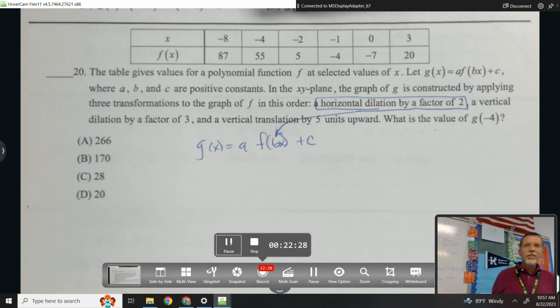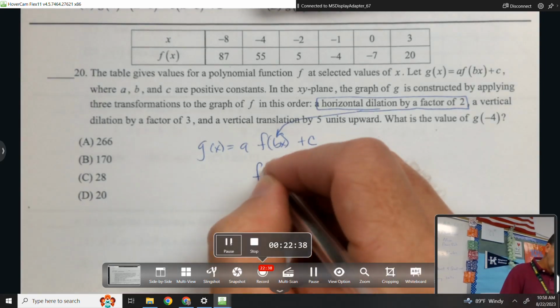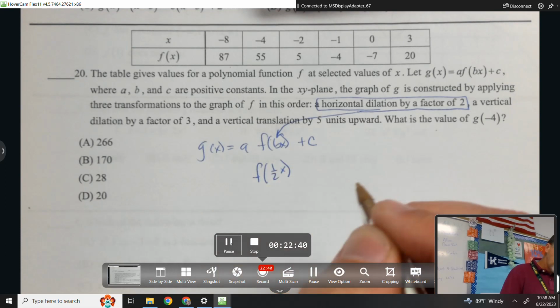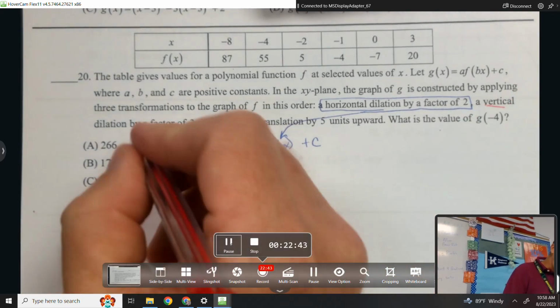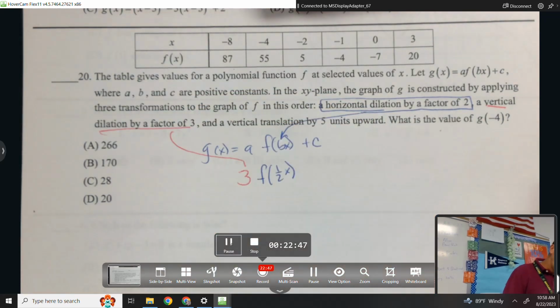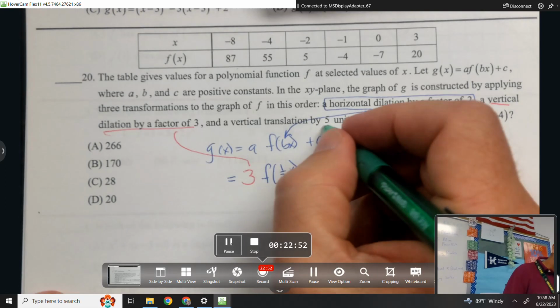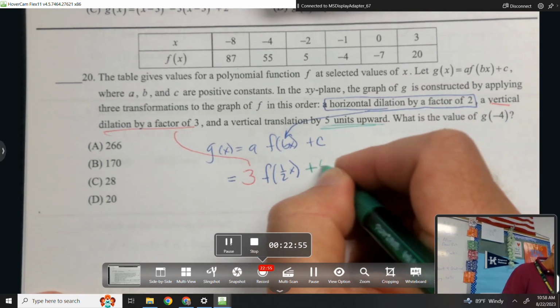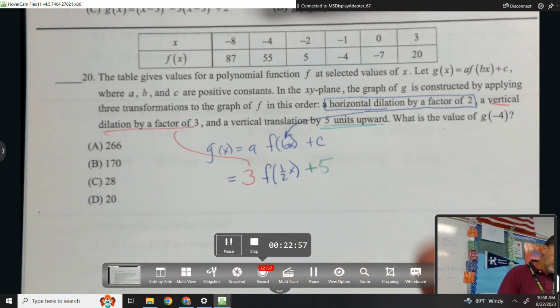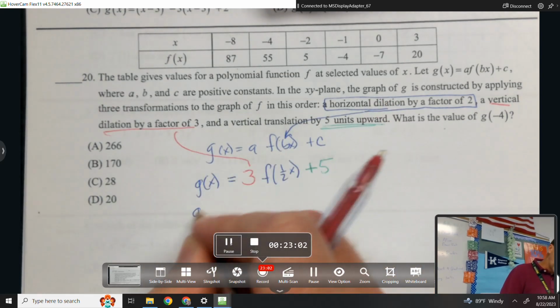So if I want to horizontally dilate by 2, what is b going to be? 1/2. That's the tricky one. It's probably the worst one. A vertical dilation by a factor of 3. So that means the 3 goes up front. And a vertical translation by 5 units upward. So plus 5. And we want to know what is g of -4.